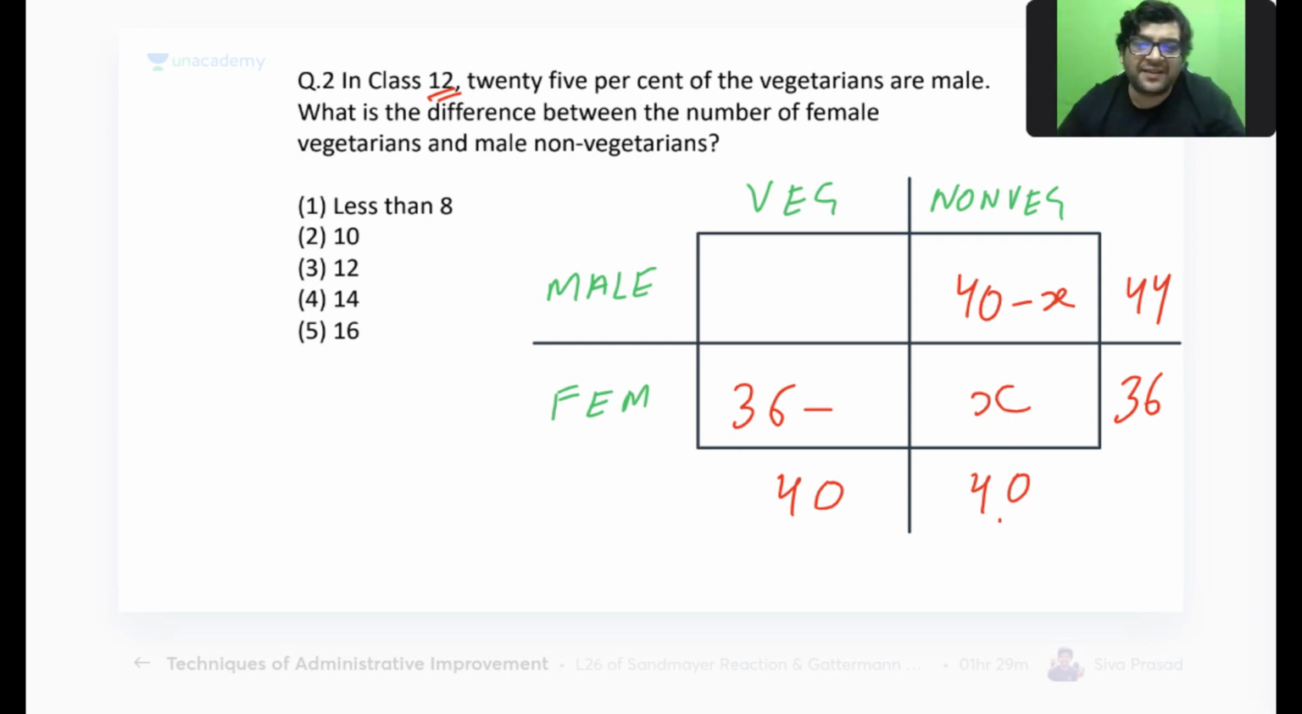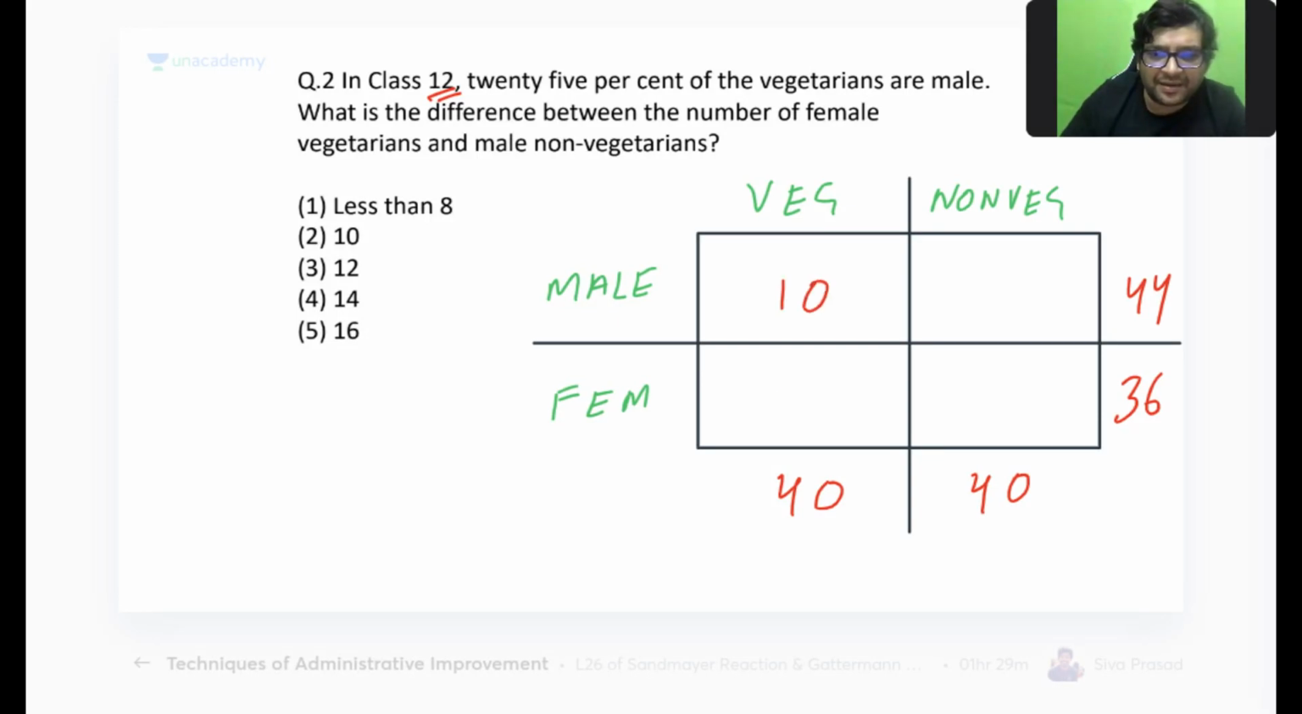So let's see if I have any value. I'm given 25% of the vegetarians are males. So out of 40, 10 are male, 30 are female. So non-veg females are 6, non-veg males are 34.